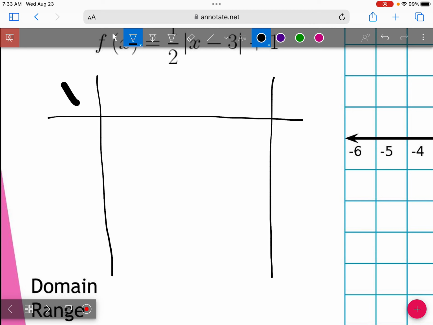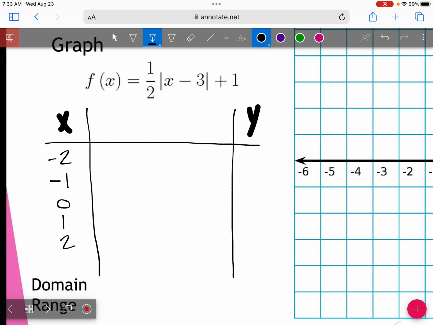And we're going to pick x's to find y's. And we can kind of see if we're going to hope that our middle values are going to work. And we're going to evaluate those. 1/2 times the absolute value of -2 minus 3.